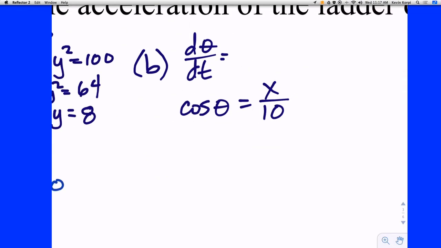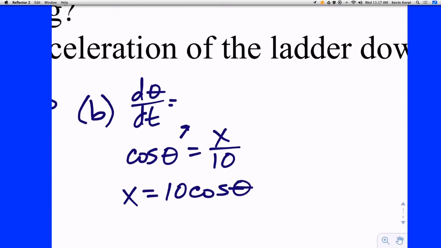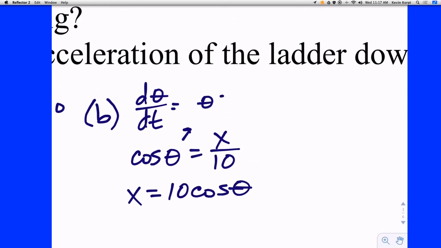All right, so from there I could take the derivative if I want. I'm going to go ahead and clean it up, though, just a little bit. I'm going to multiply both sides by 10. Since I'm taking the derivative implicitly anyway, I'll leave it like that. So you have that option, or look, you could do this. You could take the inverse cosine of both sides and solve it for theta first.